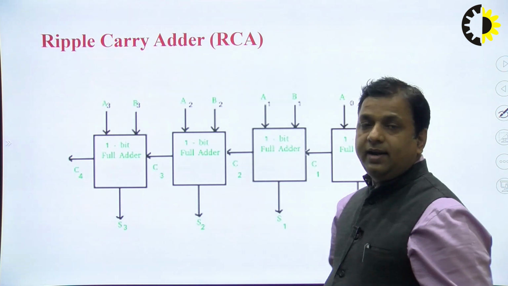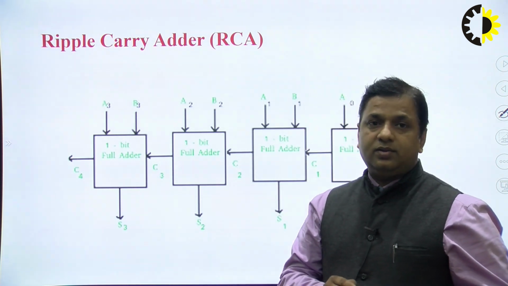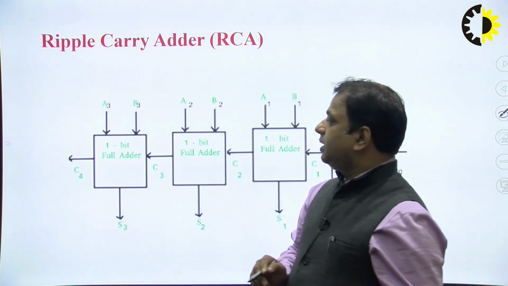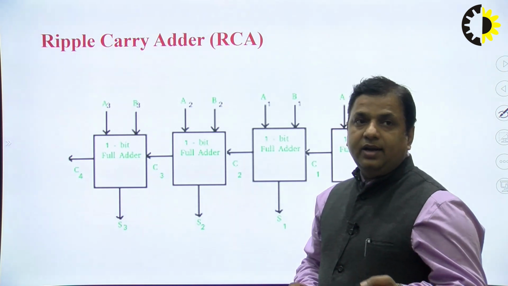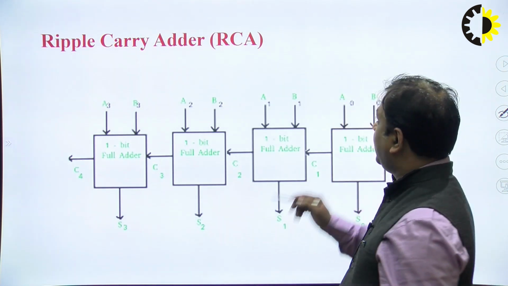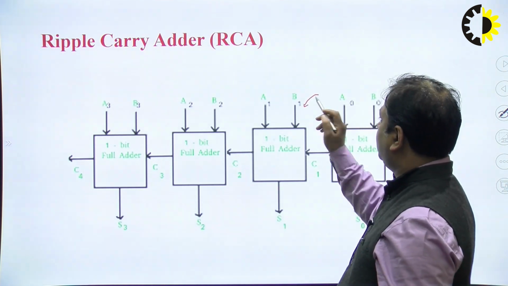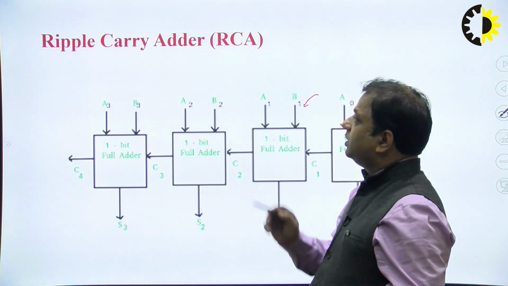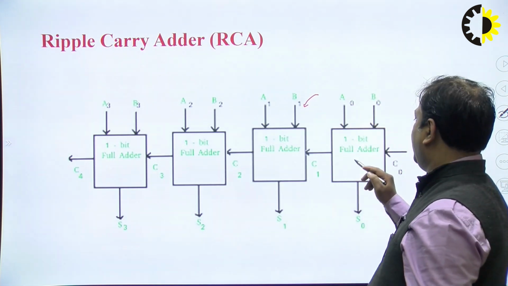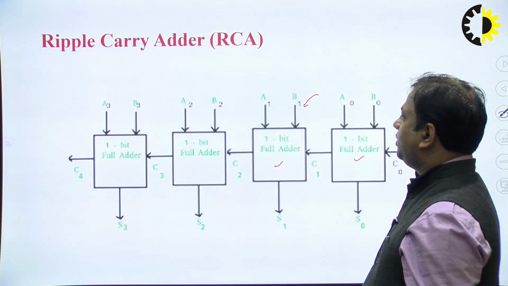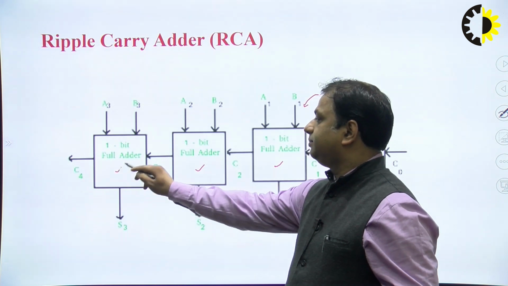The purpose of the carry look ahead adder is to replace the ripple carry adder. What is the meaning of the ripple carry adder? Suppose we are adding two numbers, and while adding, a carry is generated, and this carry is forwarded to the next digits. This is done by the ripple carry adder. For the ripple carry adder we use full adders. Suppose we are adding two numbers of 4 bits, then we require 4 full adders.